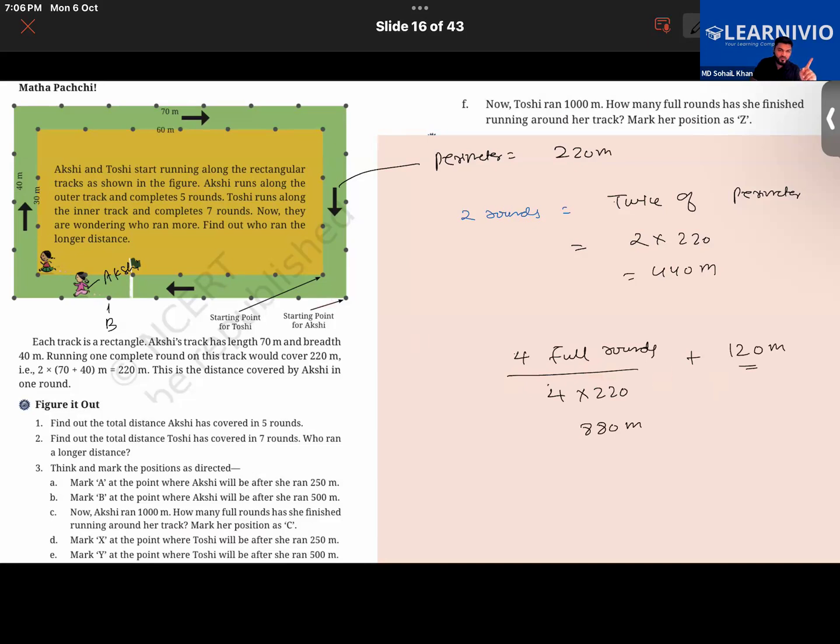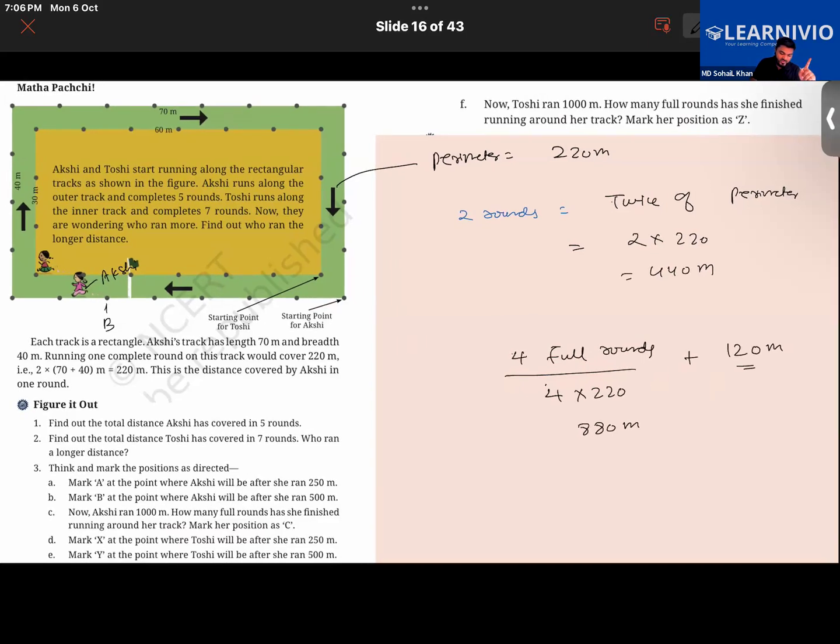So after covering 4 full rounds, she will be at the same point from where she started. Meaning that one round, she comes back here. Second round, she again comes back here. Third round again comes back here. Fourth round again comes back here. So when she has done a total of 4 rounds, it's equal to 880 meter. The question is saying she has run 1000 meter. So in order to reach 1000, you need 120 meter more.